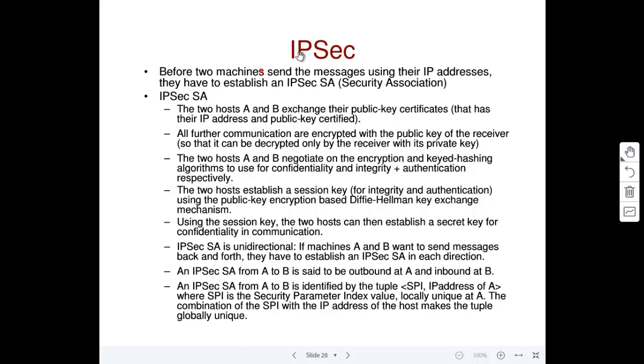The first step is for the two end hosts A and B to exchange their public key certificates. So we are looking at this at the host level. As I said, the computers, the hosts, can also have their public key certificate, so that needs to be exchanged first between the two end hosts. The public key certificate will have the IP address and the public key of that host. So host machines can also have their own public key and private key.